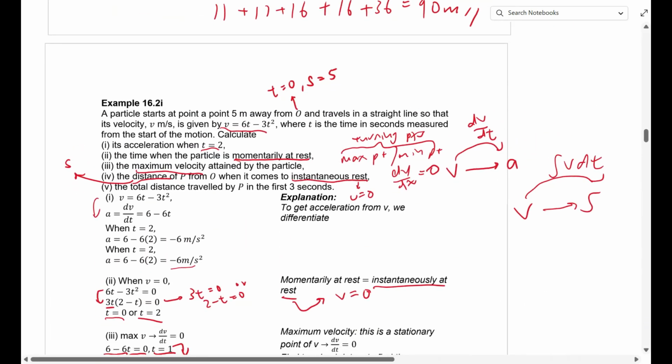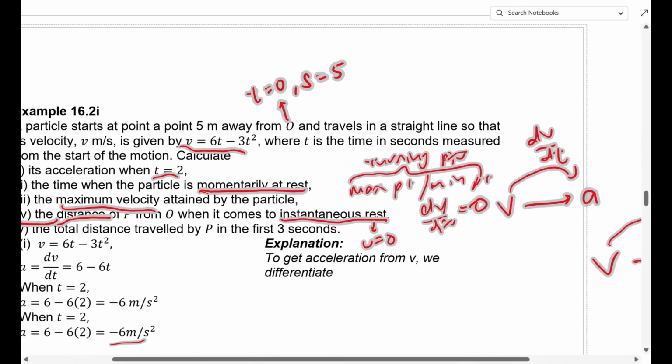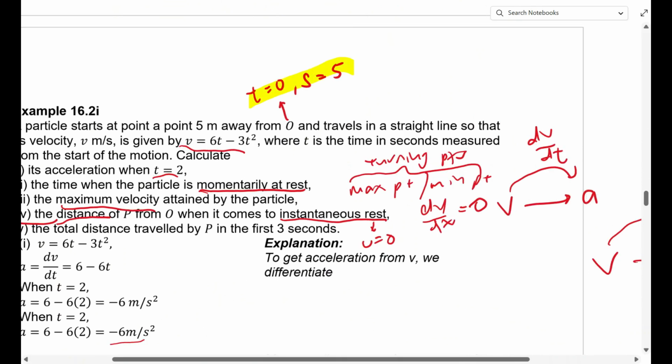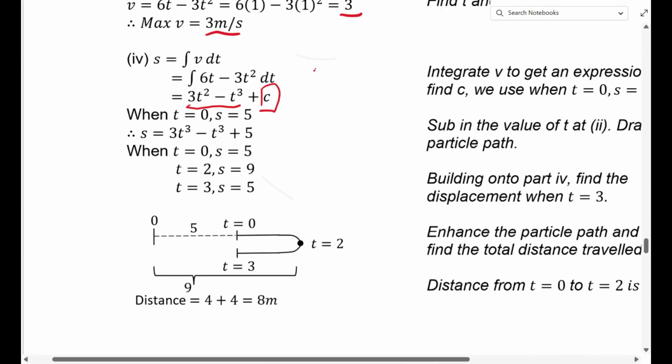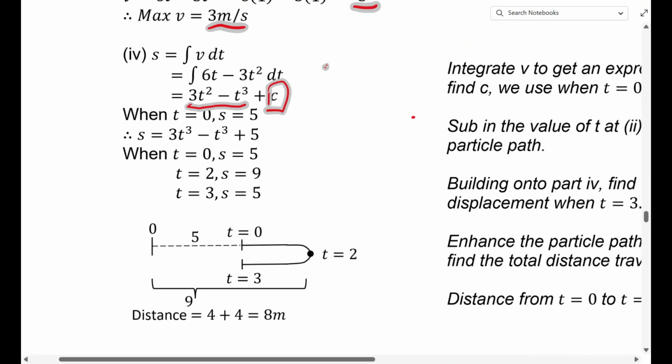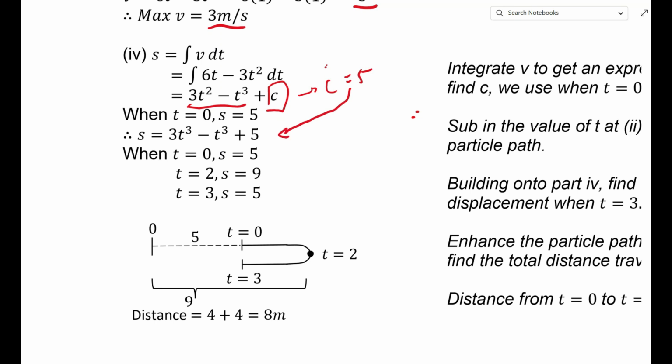Remember at the start of the question, we identified that when t equals 0, s equals 5. This is what we'll be subbing into our expression to find our c. So we'll sub in here t equals 0, s equals 5, and then you'll find that our c is just equal to 5. So putting that into your s expression, you'll get 3t squared minus t cubed plus 5.